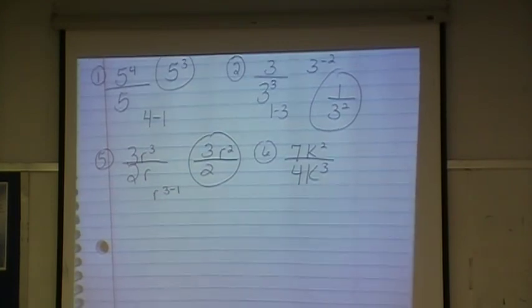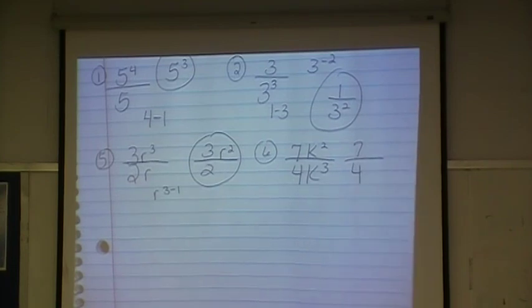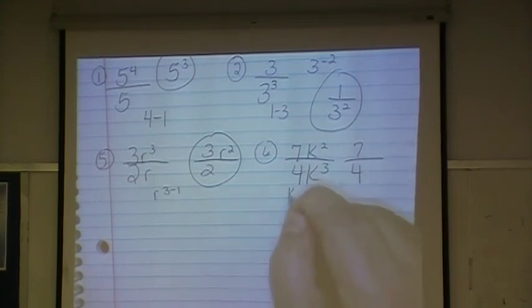So number 6, 7k squared over 4k to the third. Avery Sigmund, this is your problem. Tell me what I'm going to do with this. You're going to take the 7 and 4 and move them over. Yeah, I can't reduce them, I'm just going to rewrite them. Okay. And you'll take and put the k beside the 7.